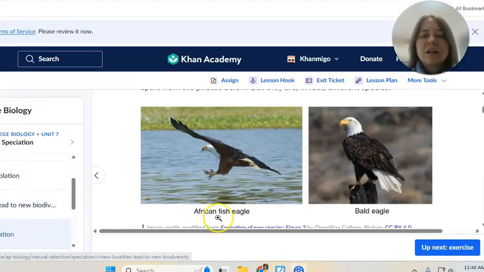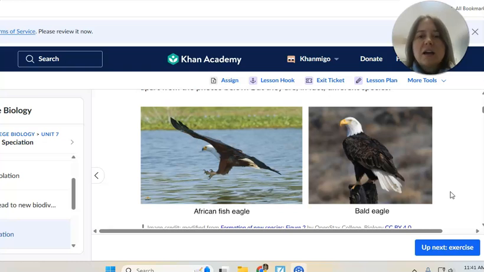Another example is an African fish eagle and a bald eagle. They look quite similar, but they are different species because they do not interbreed. Obviously they live in different areas, because the African fish eagle, I assume, lives in Africa, and the bald eagle we find in North America. And if you put them together, they wouldn't interbreed and make offspring.